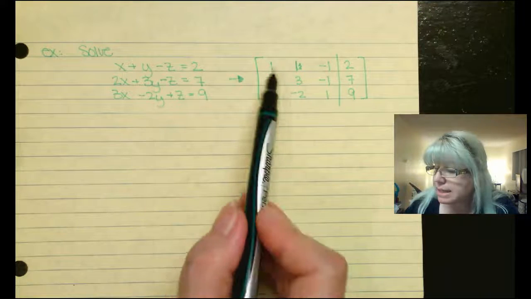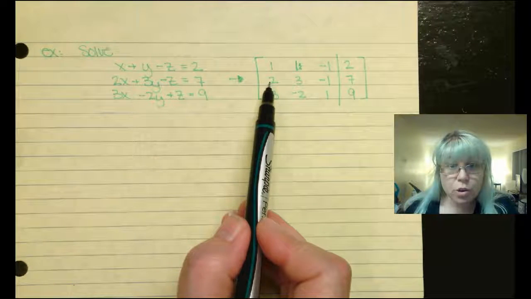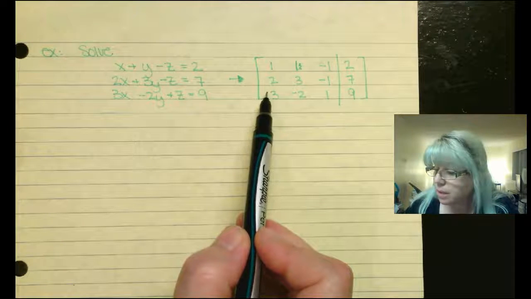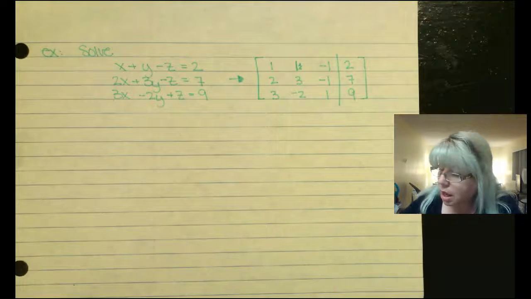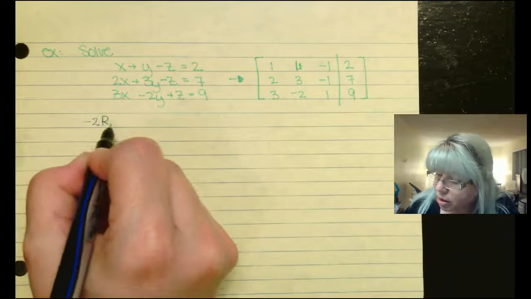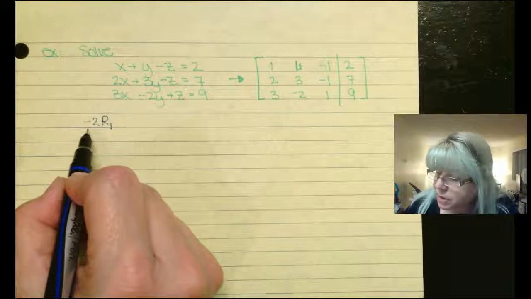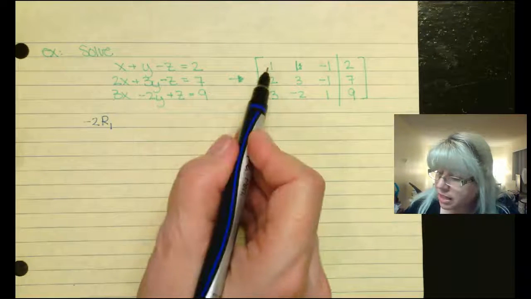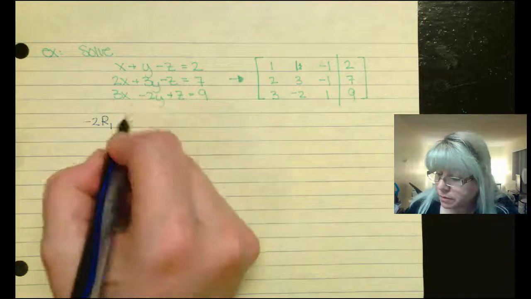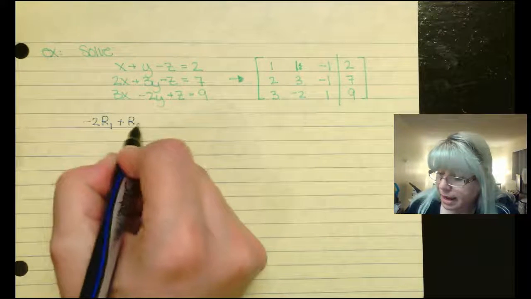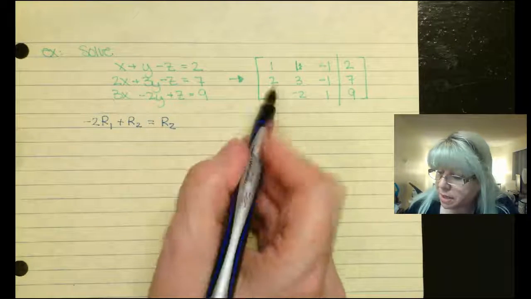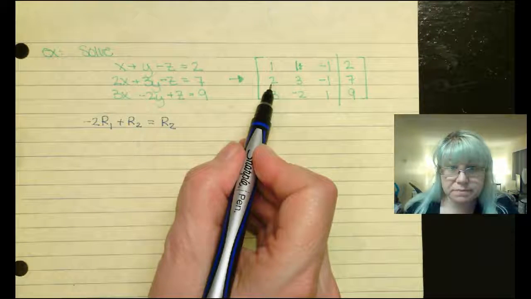My second goal is to get a 0 under the 1 in the first position. So here's what I think I'm going to do. I'm going to multiply row 1, I'll call it R1, by negative 2. That will give me a negative 2 in the first position. And if I add it to row 2 and leave it in row 2, it will become a 0 in that first position.